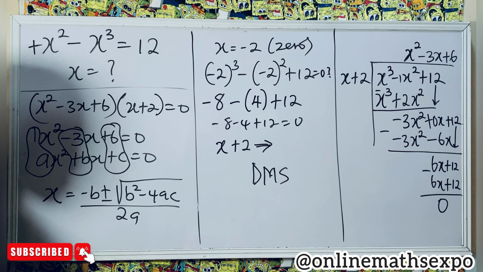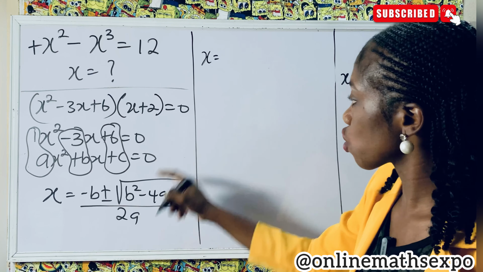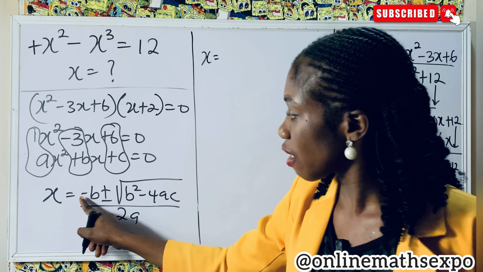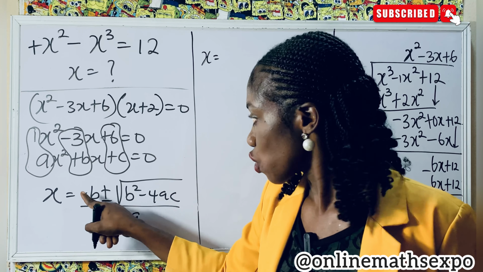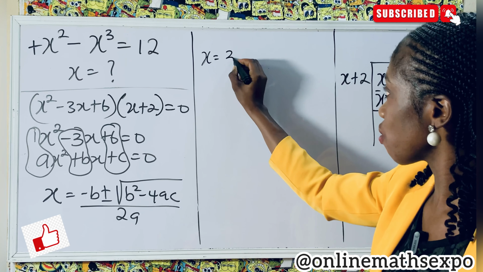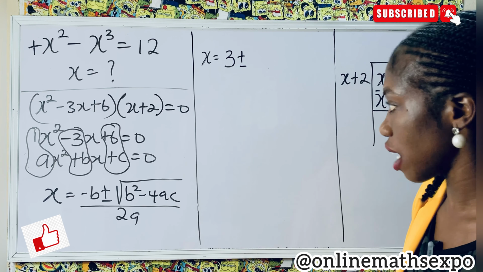And if we do that, this is what we're going to have. So this is giving us x is equal to our b. The formula has negative attached to b, so what it means is you're going to negate whatever value of b you have in the equation. So we're going to negate this -3 to give us +3 plus or minus.